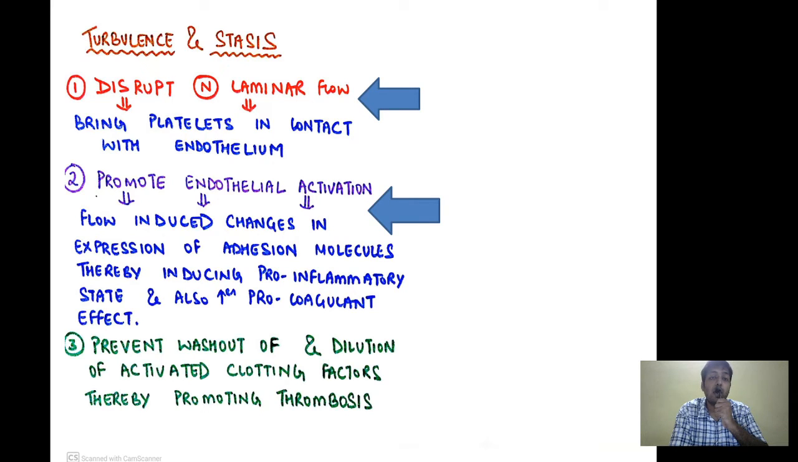increased pro-coagulant effect. And thirdly, turbulence and stasis, mainly the stasis part, they prevent the washout and dilution of the activated clotting factors. So whichever activated clotting factors were there, they are not allowed to go away. They are not allowed to get diluted because there is no fresh flow of blood. There is no flow of blood over there. Because of that, all these activated coagulation factors are going to accumulate at the site of injury or activation, and that is going to promote thrombosis.